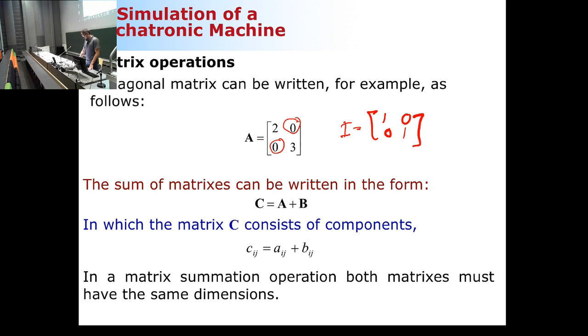Matrix sum operation is very straightforward. You can sum the matrices A and B. Once you do that, you're just summing the corresponding components, and what you get as a result is a matrix C. And here is an operation to make it happen.